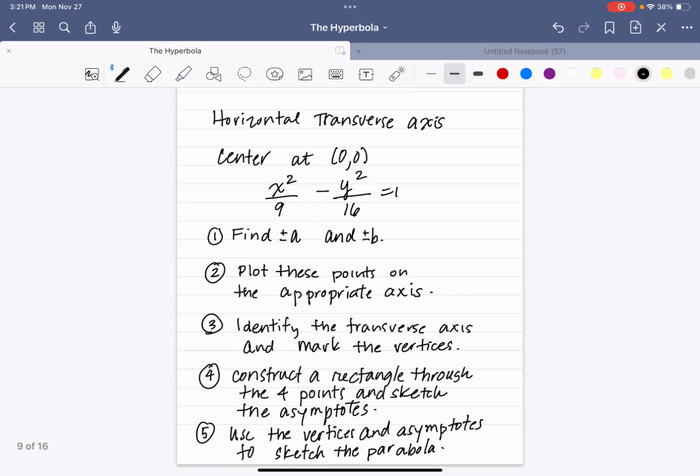Plot the points on the appropriate axis, identify the transverse axis so we know that those are the vertices, construct the rectangle through those 4 points and sketch your asymptotes, and then use the vertices and the asymptotes to sketch in the graph of the hyperbola.